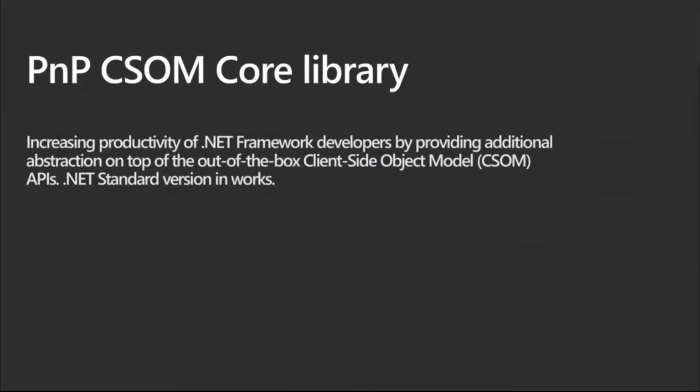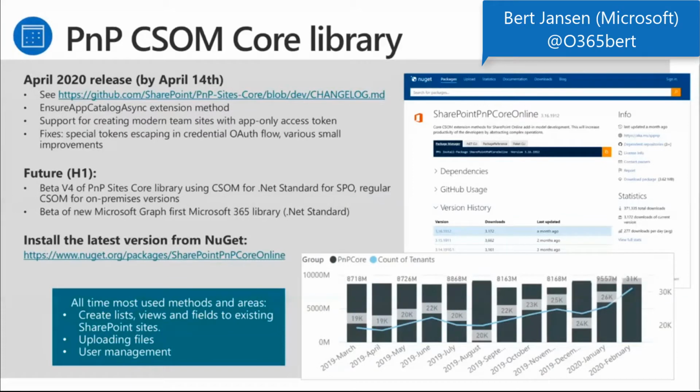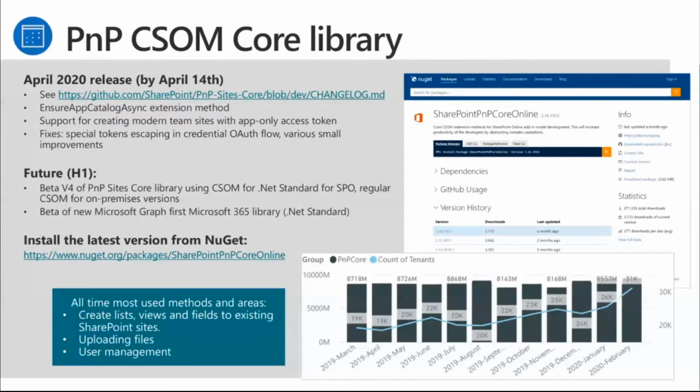But let's actually go to a quick round of recap on what's happening within the open source projects. So let's start with PnP CSOM Core, and I saw Bert on the call. Quick update on that one. Yep, quick update, maybe a slightly longer update today. First, the near future: the April 2020 release is coming up within 2 weeks, more or less. So what will be there? We have the ensure app catalog async extension method.